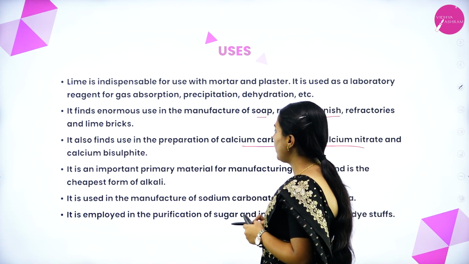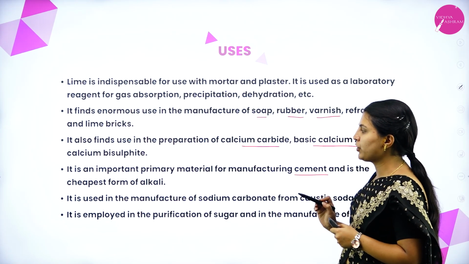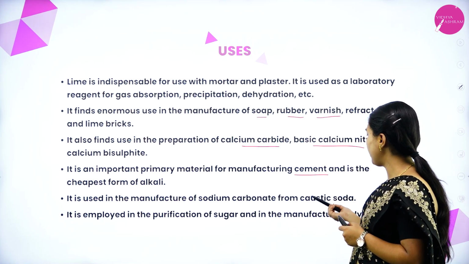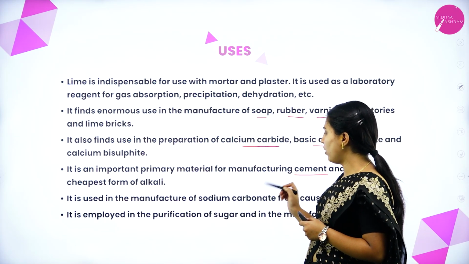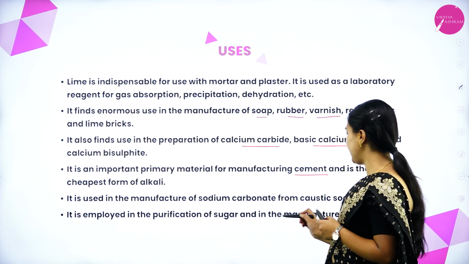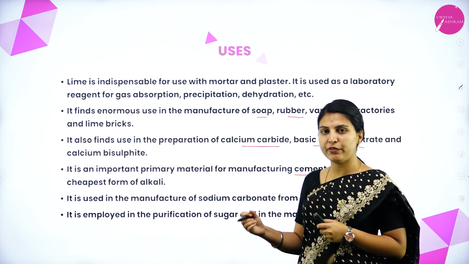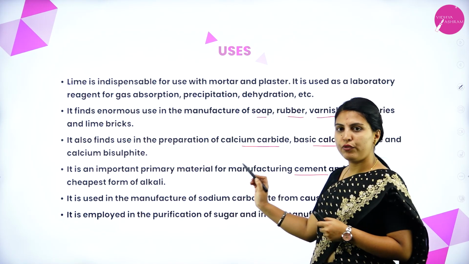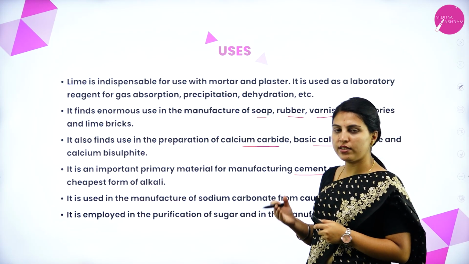It is an important primary material for manufacturing cement and is the cheapest form of alkali. It is used in the manufacture of sodium carbonate from caustic soda. It is employed in the purification of sugar and in the manufacture of dye stuffs. When the sugar has been prepared, it will be treated with calcium oxide for purification of sugar. This is about the uses of lime.